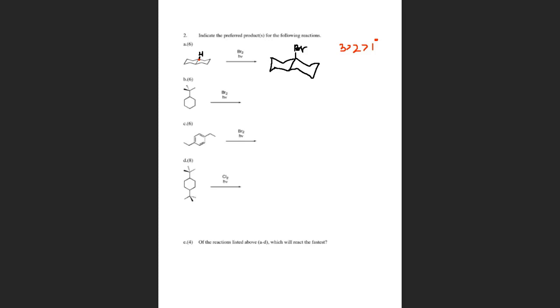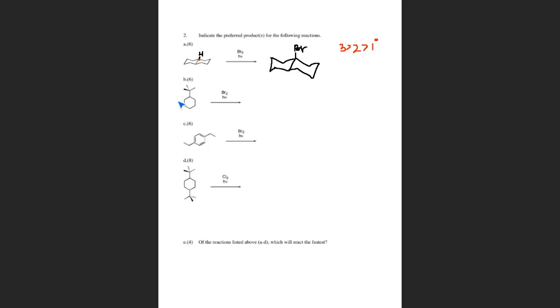Okay, great. So now let's look at this molecule right here. So the other tertiary carbon would be just as likely to brominate. Yes, exactly. It's a very symmetrical molecule.